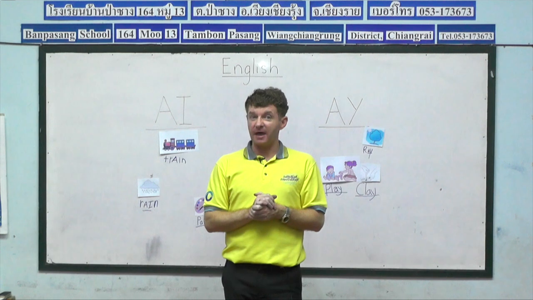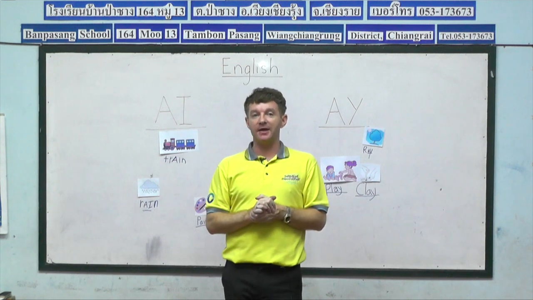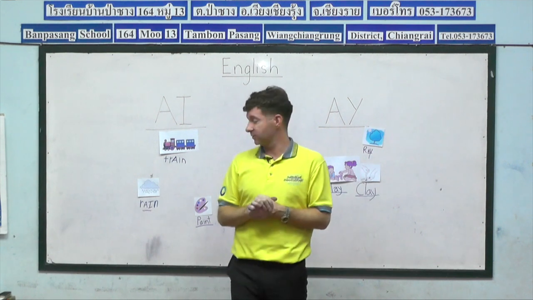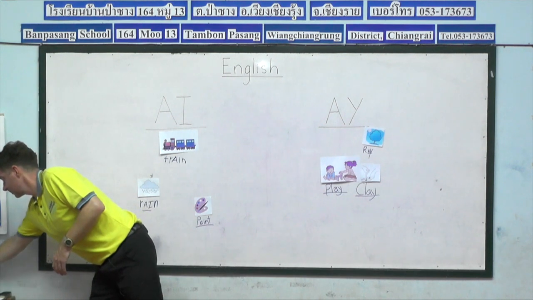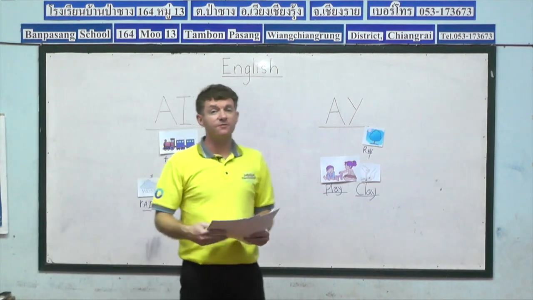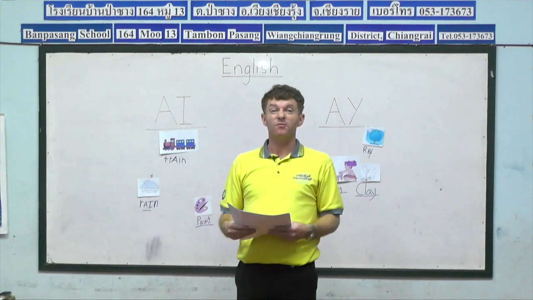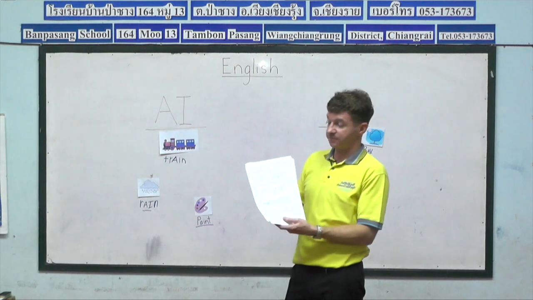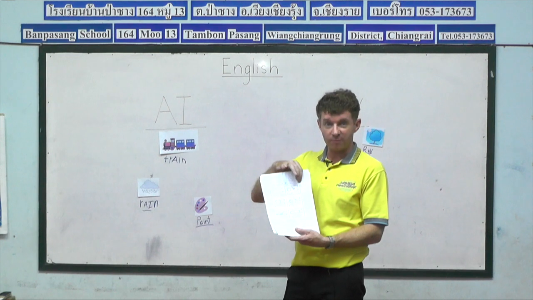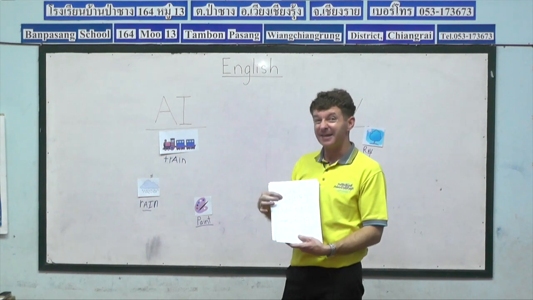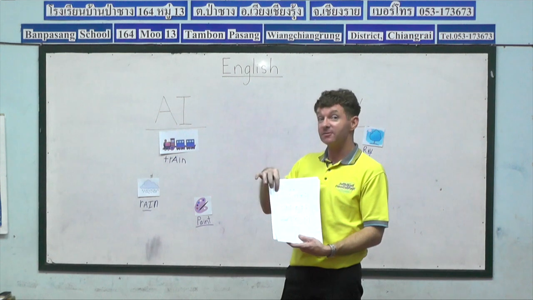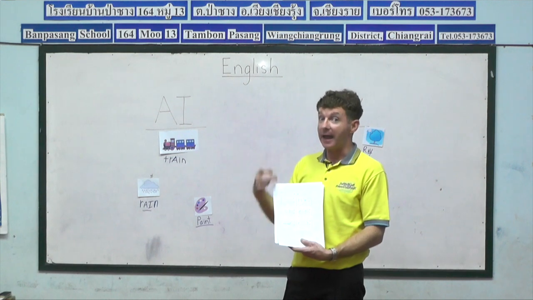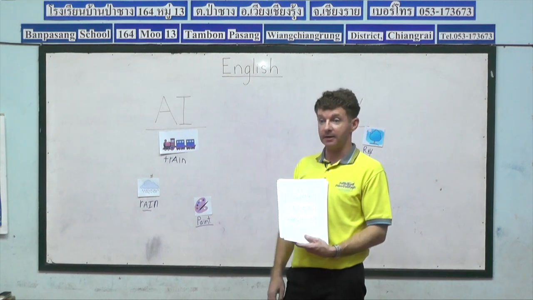Now, teachers, it's time for our worksheet activity part of the lesson. And for this lesson, there are two different worksheets that we'll give our students. So what you'll need to do is print off a worksheet for each of your students. And like I say, there are two different ones. The first worksheet has pictures of some of the words that we've practiced already, and they have the missing letters. Our students need to look at each of the pictures and decide whether the word uses A-I or A-Y and complete that word correctly, okay?